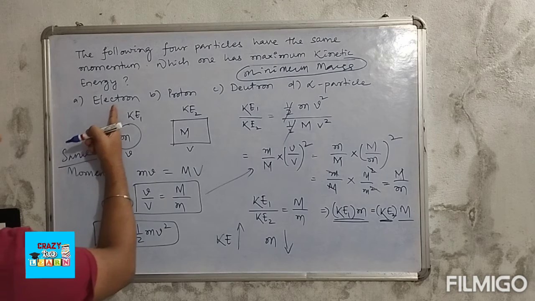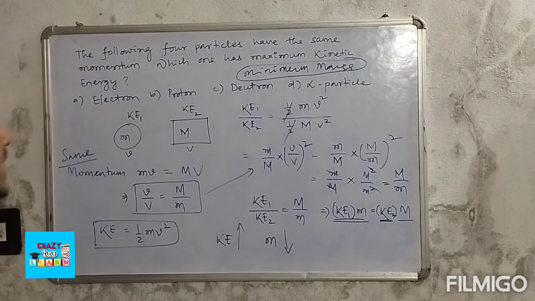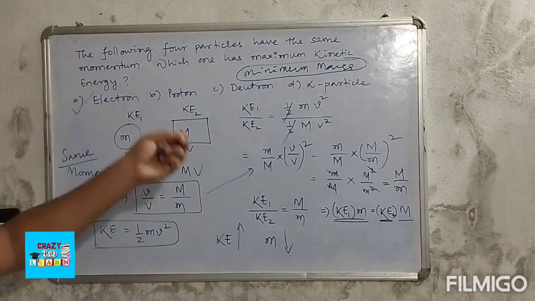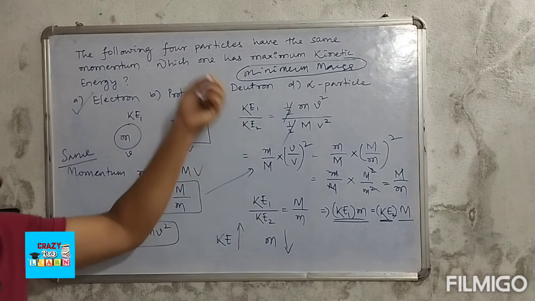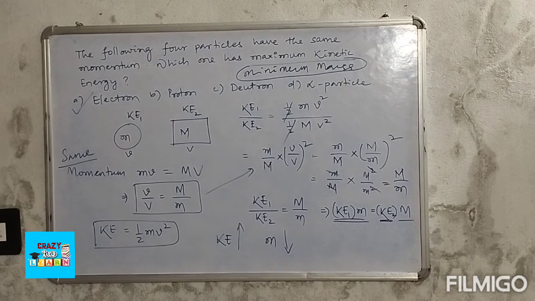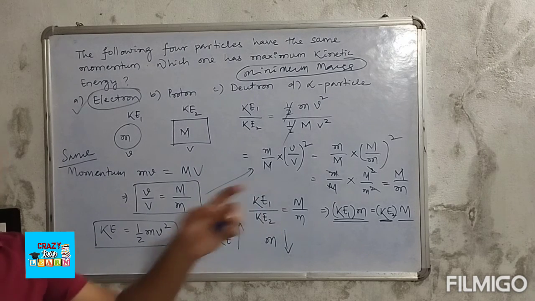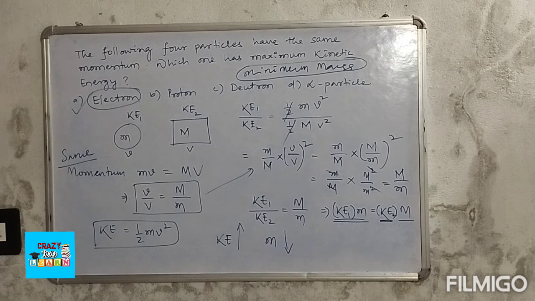So among these four, electron, proton, deuteron and alpha particle, which one has minimum mass? We know the electron has minimum mass. So the particle with minimum mass will possess maximum kinetic energy. Okay, clear? So what will be the answer? The answer is electron. As electron has minimum mass, it will have maximum kinetic energy. Clear? The particle with maximum mass will possess minimum kinetic energy, as kinetic energy and mass are inversely proportional to each other. Clear?